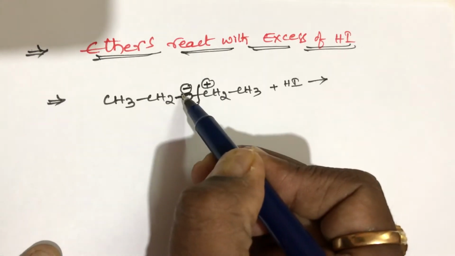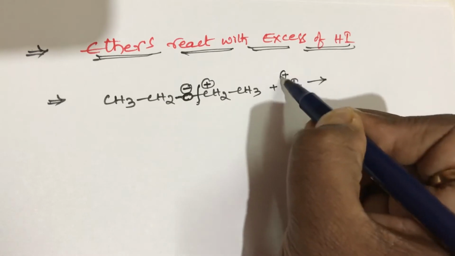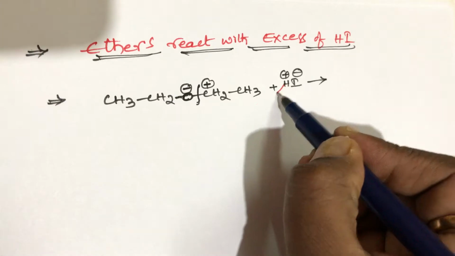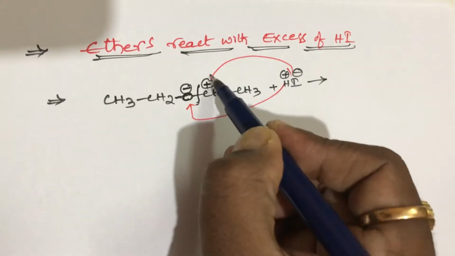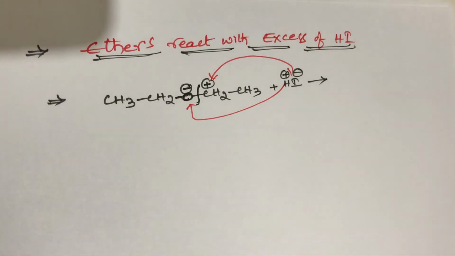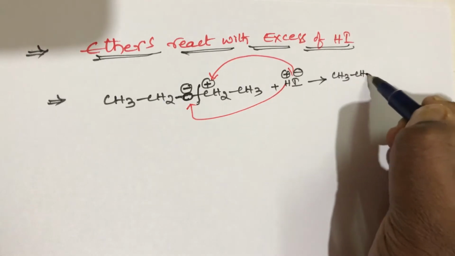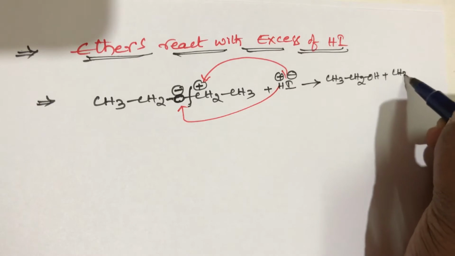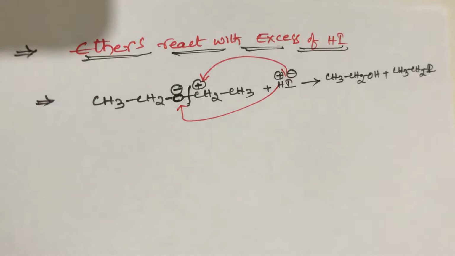The oxygen gets a negative charge and the carbon gets a positive charge. In hydroiodic acid, H plus and I minus, this H plus attacks the negative charge side and this I minus attacks the positive charge side. The products are one ethyl alcohol and another ethyl iodide. This is only normal HI, already discussed in the previous video.